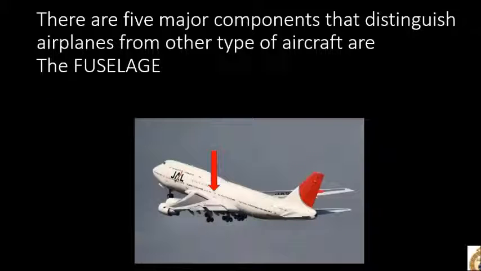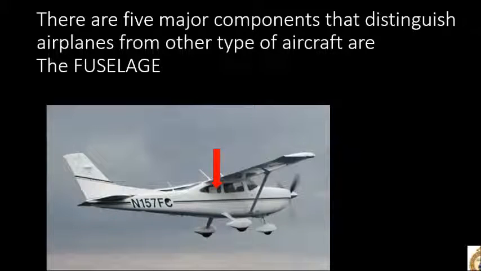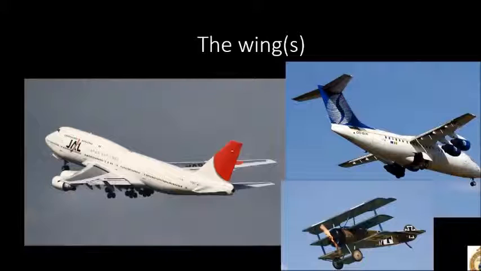Here we have another fuselage, and again, it has the same characteristics. This is where the people sit. This is where the cargo is. The cockpit is up front. And it's holding all the other parts. Everything else is attached to it. So the fuselage is the major part. Even in a single engine aircraft, the cockpit, passengers, cargo all sit in that main section.